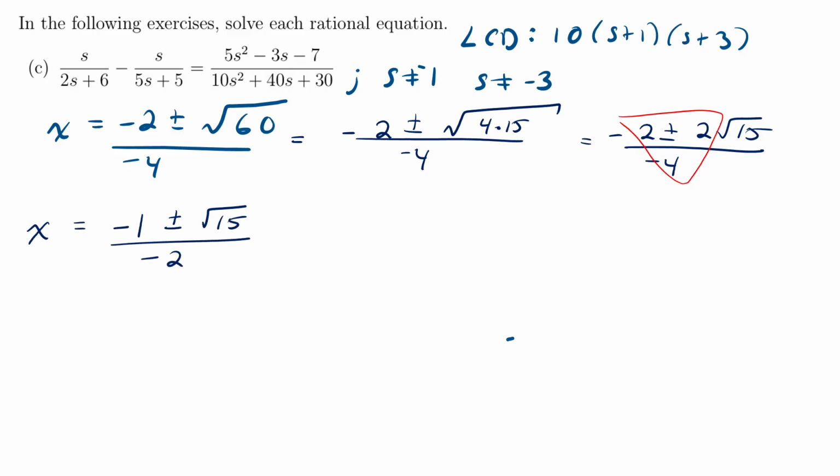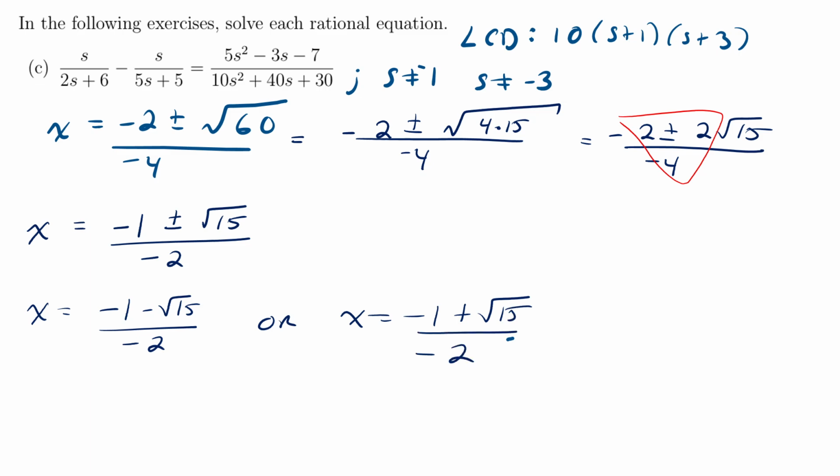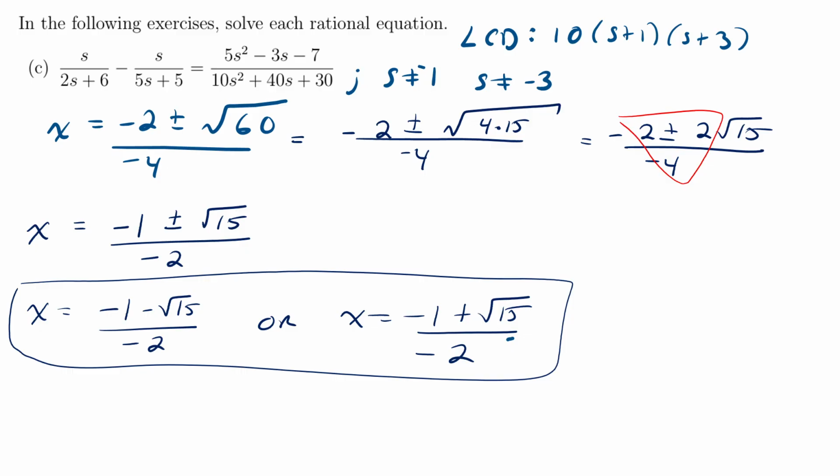And so we can simplify this a little bit further. So this is actually going to be x equals negative 1 minus root 15 over negative 2, or x equals negative 1 plus root 15 over negative 2. And notice neither one of these are domain restrictions, right? We had a domain restriction at negative 1 and one at negative 3. Neither one of those, so we've got two solutions here. They just happen to be irrational solutions, but they're still valid solutions for this problem.